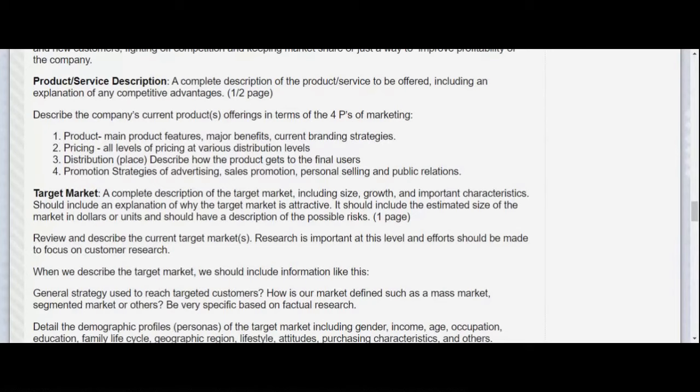The next P is place. That's distribution. How are you distributing the product? And lastly, it's your promotional strategy. So here, you're obviously including digital marketing, right? Social media, pay-per-click, email marketing, that should all be here. But you could also include any other personal selling or public relations or advertising and sales promotions.